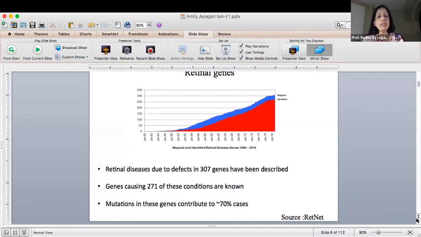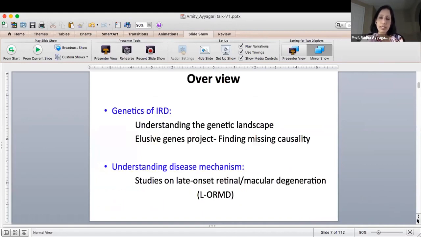There are about 377 loci for these retinal diseases that have been mapped, and out of them, 271 genes have already been described. When we analyze these patients, in about 70% of cases we can find mutations in these 270 genes, which is really a major advantage, because we can provide them a specific diagnosis based on these mutations. However, at this point, my research focus is on the remaining 30% of cases where we find it challenging to find these mutations and understand the disease process.